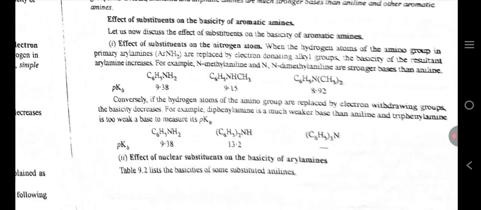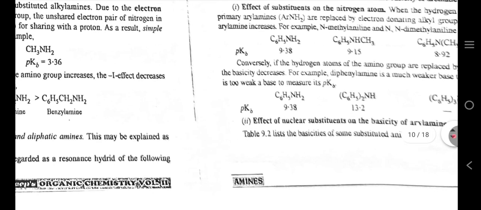For example, N-methylaniline and N,N-dimethylaniline are stronger bases than aniline. Conversely, if the hydrogen atoms of the amino group are replaced by electron withdrawing groups, the basicity decreases. For example, diphenylamine is a much weaker base than aniline, and triphenylamine is too weak a base to measure its pKb. Effect of nuclear substituents on the basicity of aryl amines.